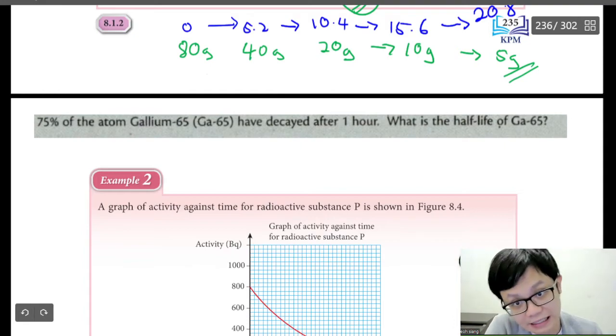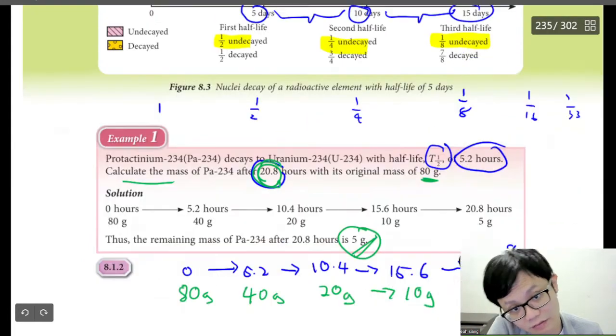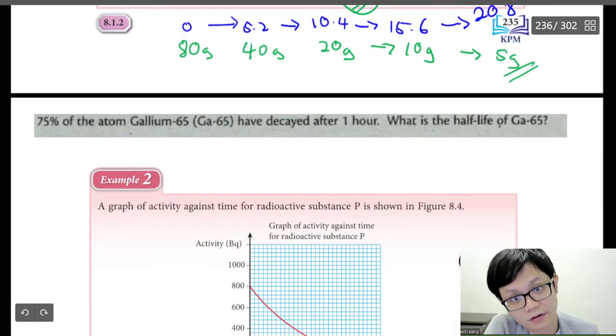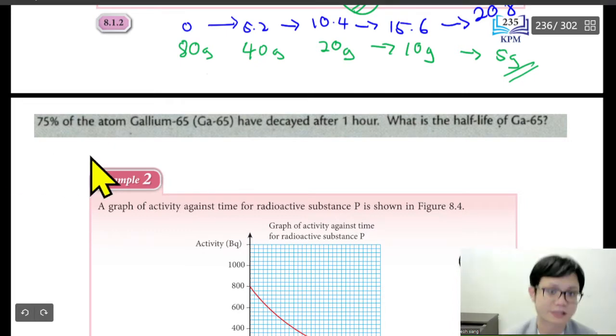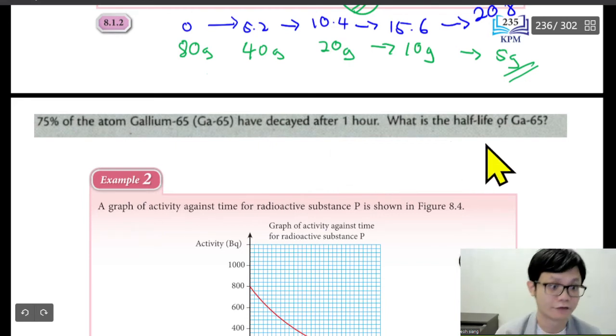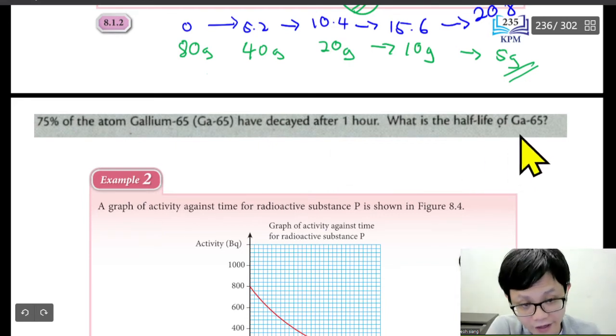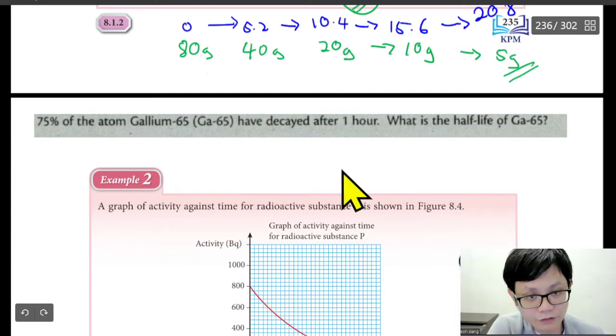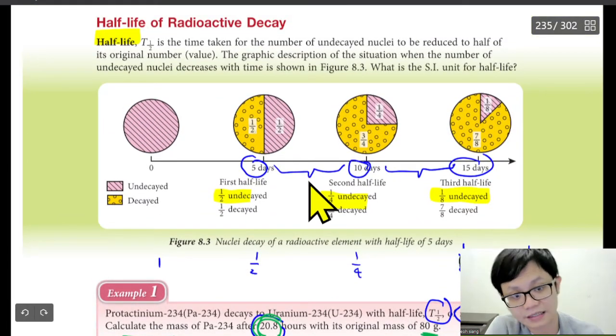Okay, so this is the second part of the first session, and we want to try to do this question. 75% of gallium have decayed after 1 hour. What is the half-life of gallium-65? So we look at this question here.